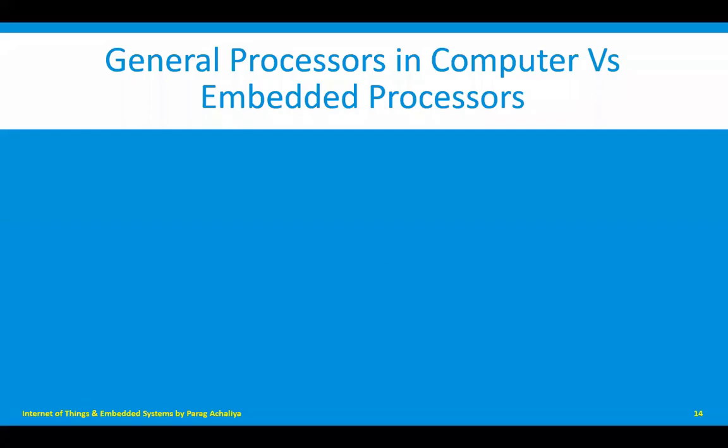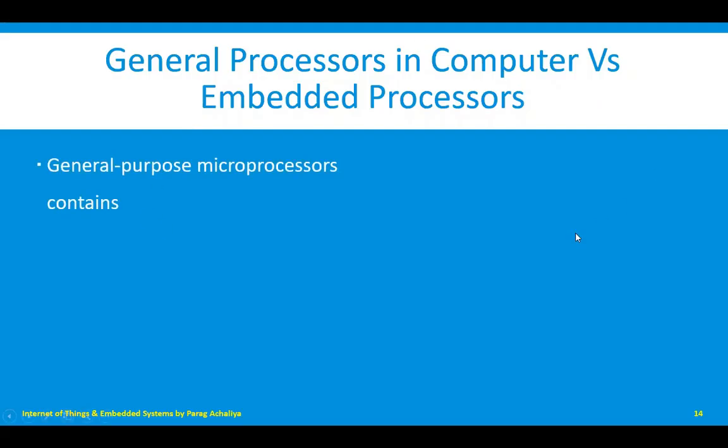Today we will see the difference between general processors in your computer and embedded processors. There are two different terminologies. Whatever processors are there in our computer system are one type of processor, and another type is embedded processors. Both are family members of the processor, but they have some differences. So we will see the difference between general processors available in our computer system or laptop and the embedded processors.